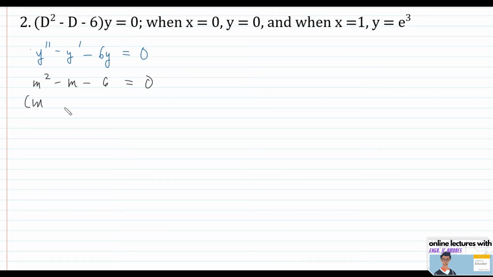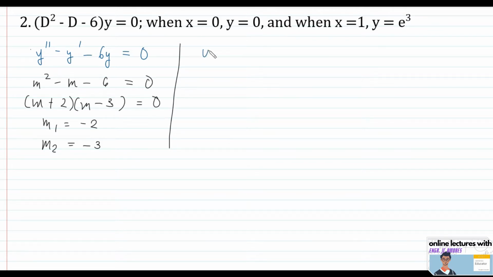And then let's solve for m. So we have m there, and then we'll have 3 and 2. Okay, so to make it negative and the middle term negative, the 3 will have the negative sign, and this will be positive. So you'll have m1 is equal to negative 2, and m sub 2 is equal to negative 3. So we can go ahead and write the particular solution.